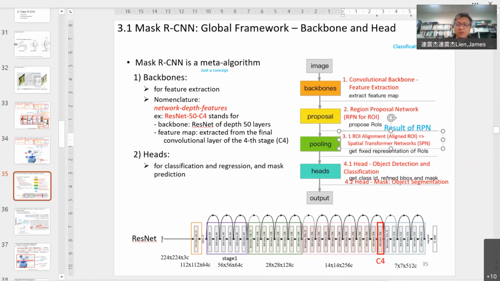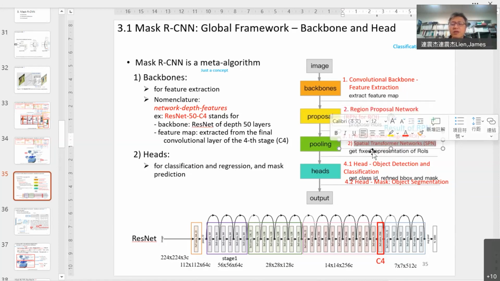Sometimes people use one method where they do alignment using maximum pooling. The other method uses a spatial transform network. This is from another paper. For normalization, sometimes it's easy to use the ROI for the alignment. The other one, people use the spatial transform network.